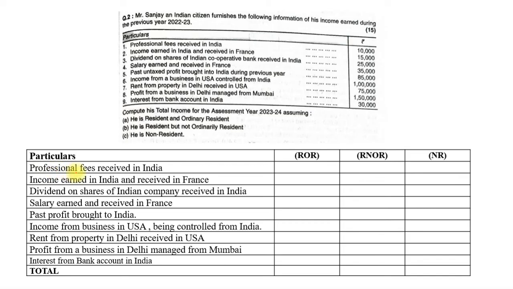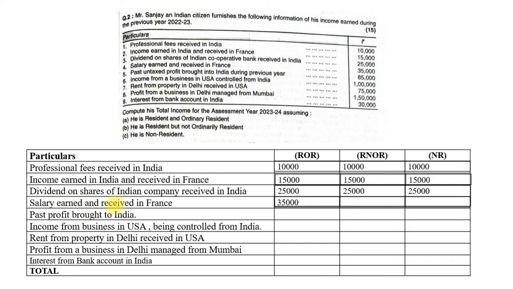Number one, professional fees received in India. It is received in India, so everyone pays tax. So 10,000 in all the columns. Next, income earned in India. If it is earned in India, everyone needs to pay tax. Dividend on shares of an Indian company received in India, everyone needs to pay tax. Salary earned and received in France is foreign income, so only the first person will need to pay the tax.